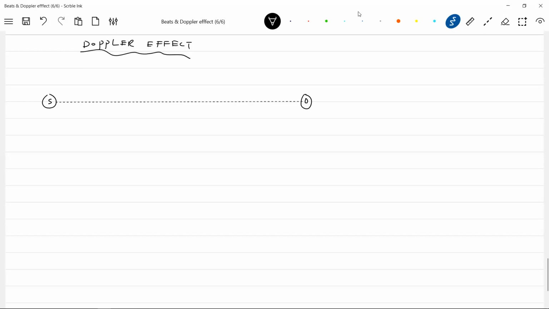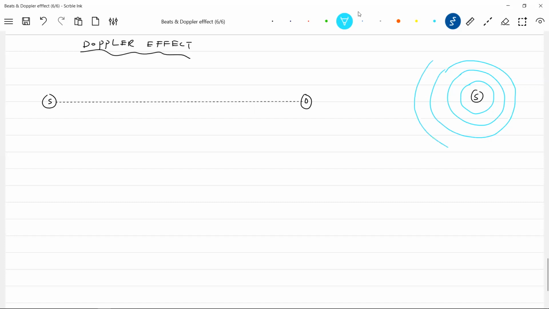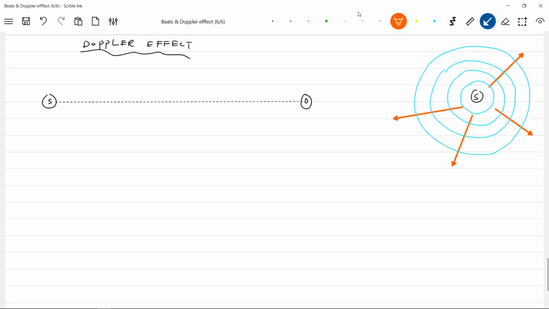Usually you take it like this. If this is a source, what will it do? It will emit waves. Usually it's a point source, so these are the waves you can take. And in what direction will the wave propagate? The wave will propagate radially outward. The red arrows give the direction of wave propagation.